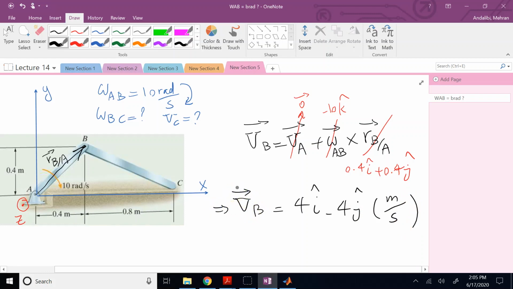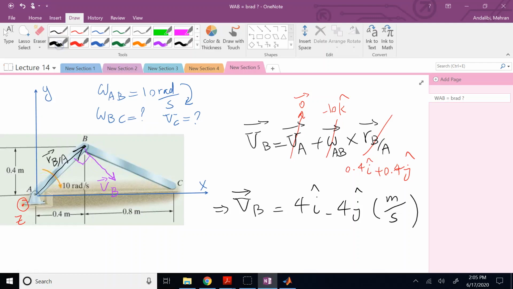Does it make sense? Always take a look, do the sanity check. So it says V of B should be forward, positive I, but negative J, downward. So V of B should be something like this. Positive I, negative J, which by the way should be perpendicular to this line since it is rotating about a fixed point. So it says V of B looks like this. Does that make sense? Negative J, positive I? Absolutely. So it is fine.